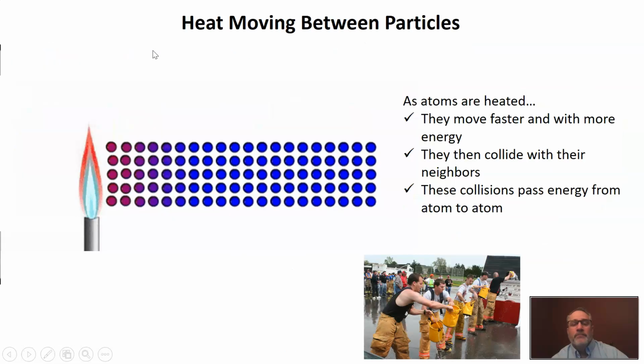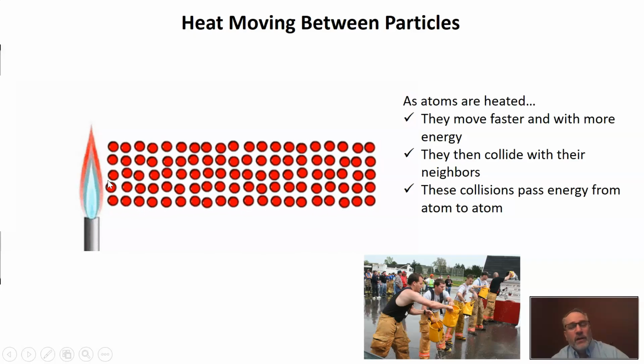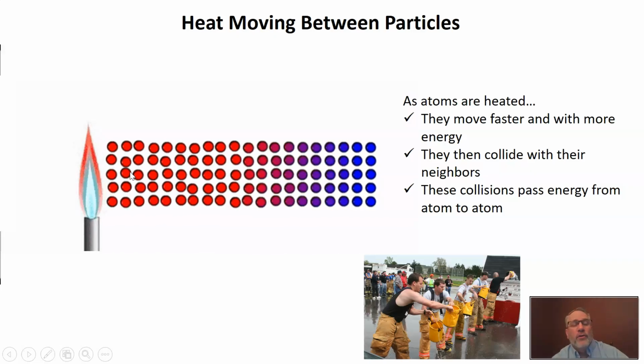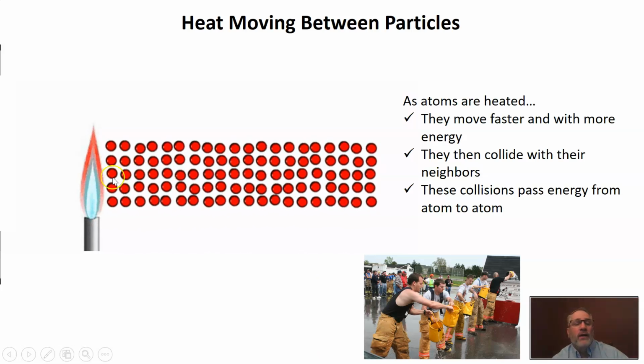Okay? When we talk about heat moving between particles, I do want you to think about this example. Let's suppose that this is a piece of metal and we begin heating one end. These particles that are very close to the heat source, this flame, are going to get heated up first, right? And they're going to begin to move much faster, and they're going to start moving farther apart. But more importantly, as they are moving, they're going to start colliding with their neighbors. During that collision, that is what's going to pass that thermal energy on down the line.